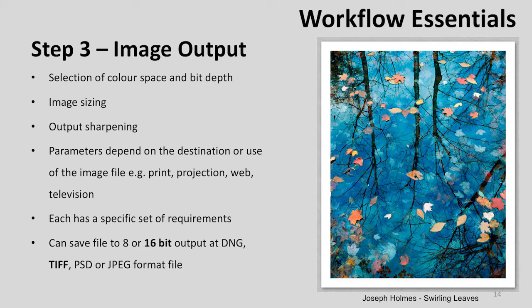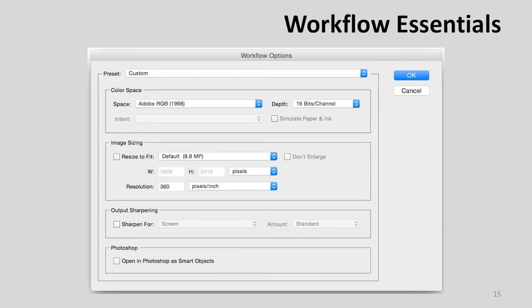From Adobe Camera Raw, you can save an 8-bit or 16-bit file in DNG, TIFF, PSD (Photoshop file) or JPEG formats. In Adobe Camera Raw, in the Workflow Options interface, there's a series of prompts that ask you to set up the output color space, bit depth, size and sharpening. It also allows you to open the image directly into Adobe Photoshop as a smart object if you're working with web-based images.